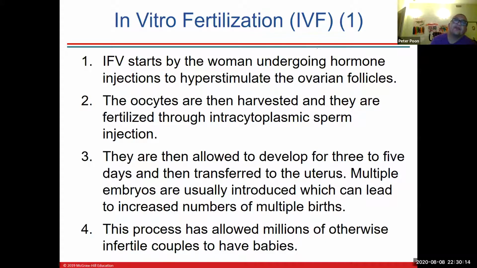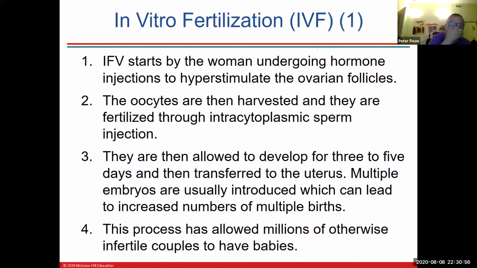Okay. IVF, in vitro fertilization. IVF starts by the female undergoing hormone injections to hyperstimulate the ovarian follicles. You don't want to take out one egg, you want to take out lots of eggs. The oocytes are harvested and they're fertilized through intracytoplasmic sperm injection. That causes fertilization, and then they'll develop for 3 to 5 days, then implant it into the uterus. Most of the time, this doesn't work.